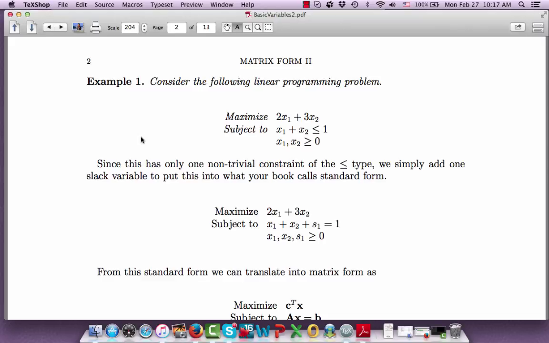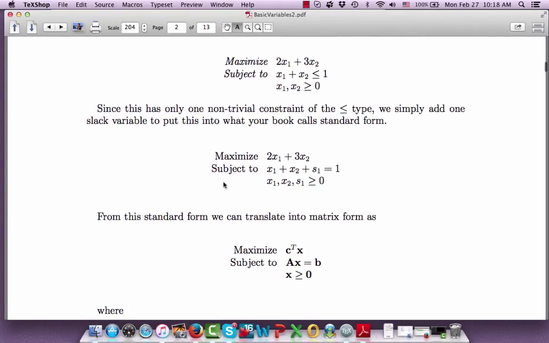So we have a maximization problem. We have a single non-trivial constraint here, x1 plus x2 less than or equal to 1, and the variables are non-negative. So we add one slack variable. And again, this is what your book calls standard form, but standard form and matrix form are just two versions of the same thing. It's just how you notationally represent them. So we've added a slack variable s1.